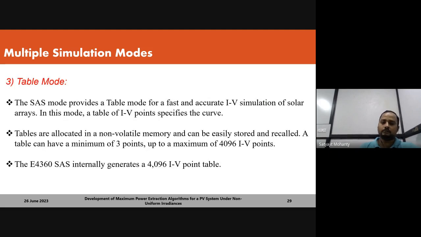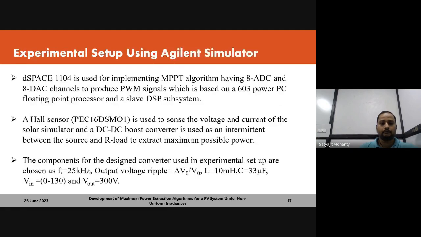The third one is the table mode, which I have used for performing the experiment for non-uniform insolation levels. Here also we have 4096 point tables. The table mode is non-volatile, so you can store it and use it for your future use. And these are about the dSPACE, sensors, and the designed converter ratings.